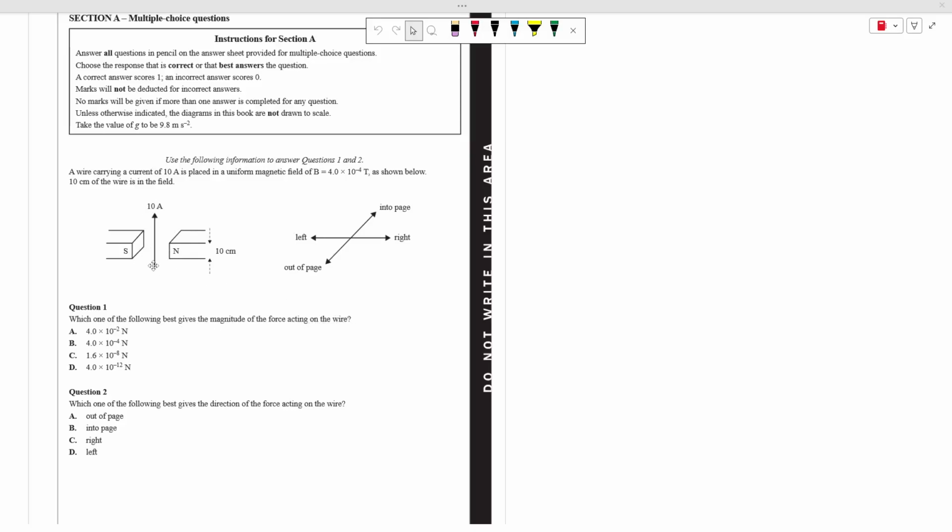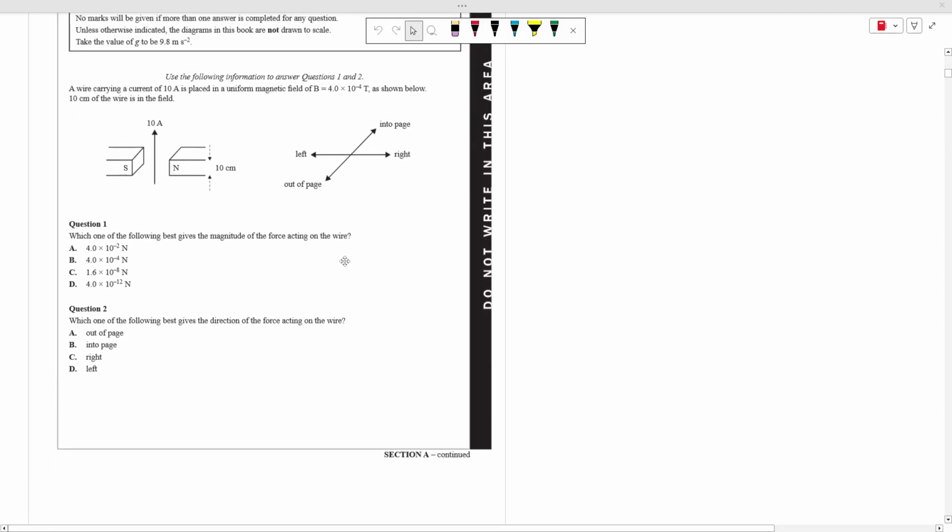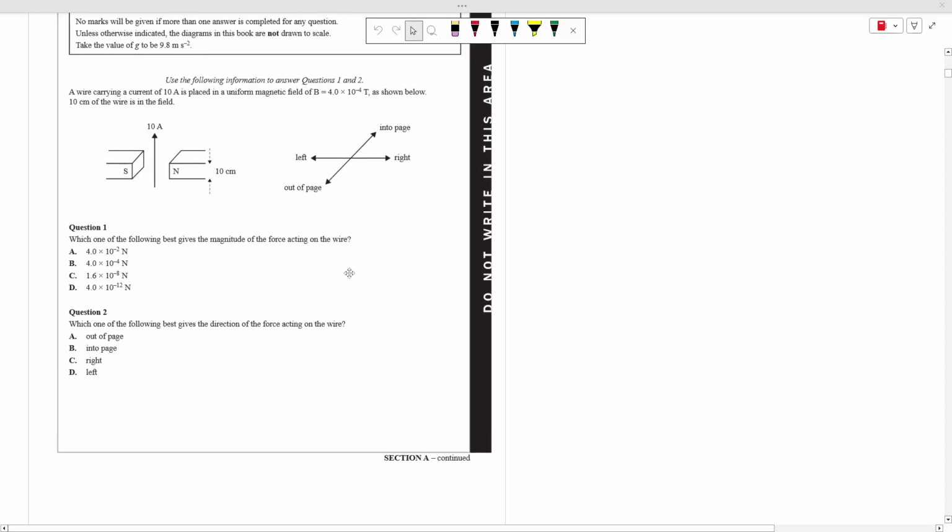So we have a wire with a current going through it, perpendicular to a magnetic field going out of north into south. And when you have a perpendicular component of current in a field, there's a force. And the direction of the force is given by the right-hand slap rule, right-hand palm rule, whatever you want to call it. And it looks like that's what we're going to do in question 2. But question 1 wants the magnitude of the force. So we have a simple formula for this.